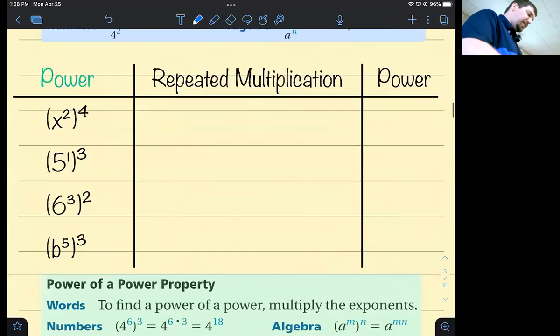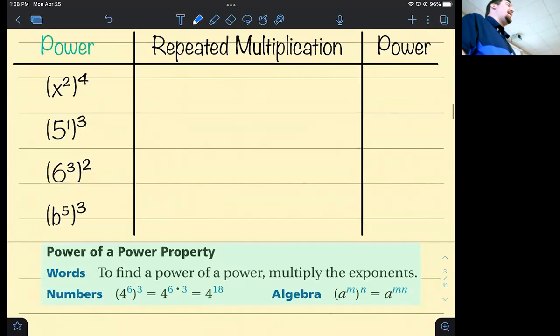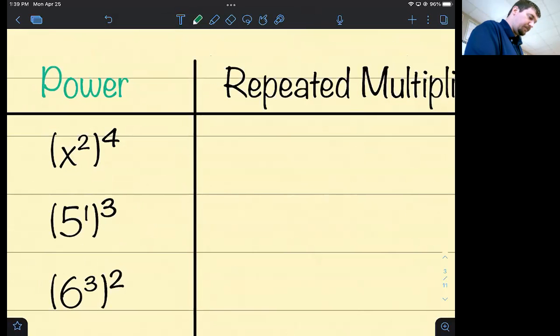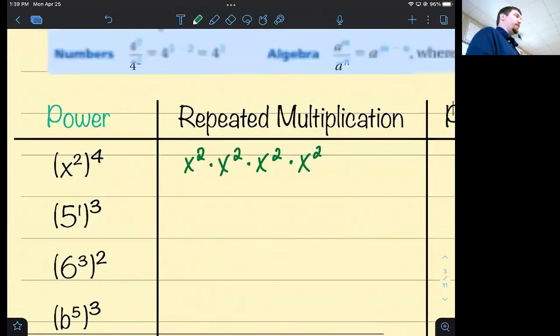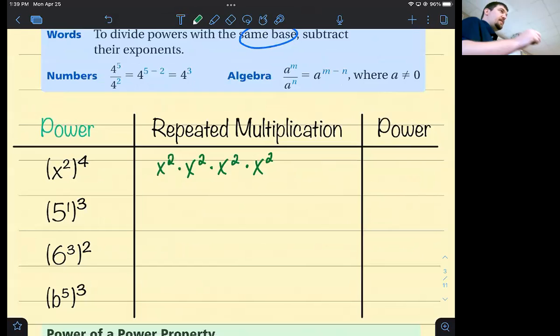Our third property is the power of a power property. So x squared to the 4th power. So it's going to repeat 4 times. I like this property because it actually uses another property. This property is going to use the product of powers property that we just talked about, which says if I'm multiplying powers with the same base, I will add the exponents.